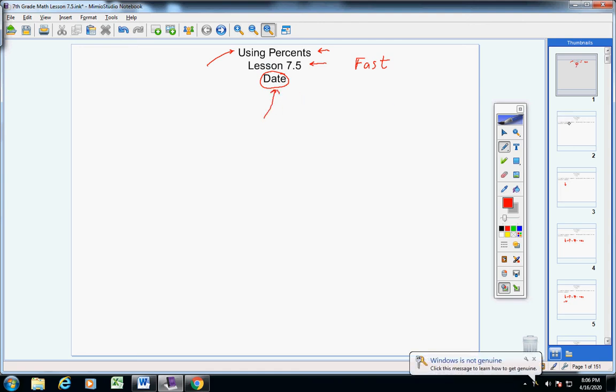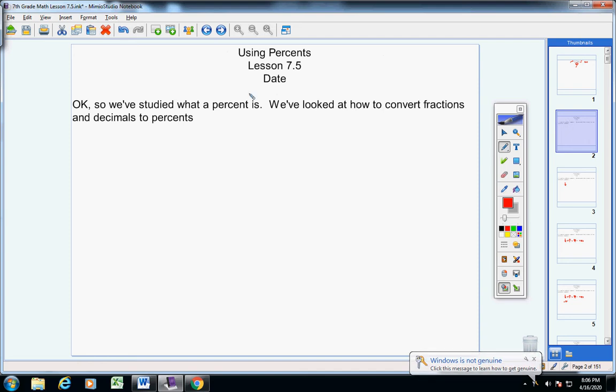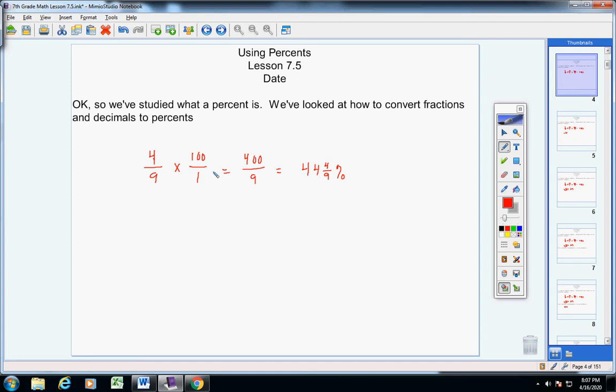Okay, here we go. Now, so far we've studied what a percent is. I gave you a definition and we talked about what a percent is. We've also looked at how to convert fractions and decimals to percentages. Okay, for example, if I give you this fraction here and I asked you to convert it to a percent, you should know how to do that. You simply take the fraction and multiply it by 100 like that, and you would get this, which would then simplify to this. Okay, we've also learned how to convert decimals to percents. Okay, so if I gave you this decimal here, you know to move the decimal 2 places to the right like that, and you get 25%.